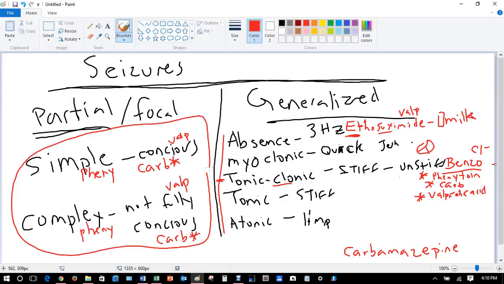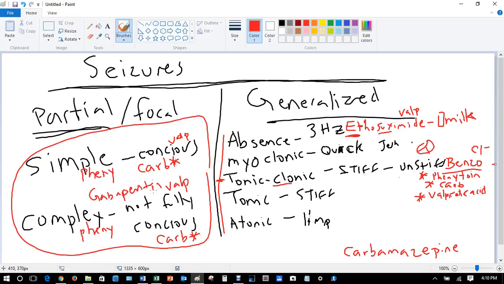Okay, good. Next drug here is called gabapentin. And gabapentin only has 2 indications. It is good for these guys. I'm just going to put it in the middle because it works for both. So gabapentin.